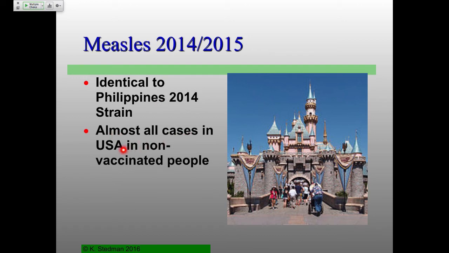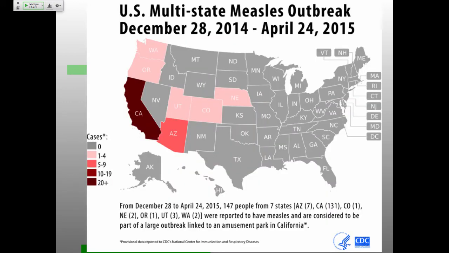Almost all cases in the U.S. were non-vaccinated people. There are still a couple of cases. Now, the vaccine is not 100% protective, which is one of the reasons that everybody needs to get vaccinated. But the vast majority of people are those who have not been vaccinated. And this is what happens in that outbreak from December through to April of 2015. Majority in California. But of these cases, people go to Disney World and then they come back. And so this spread, and actually ended up spreading all the way across the country after April, including up here into our state.